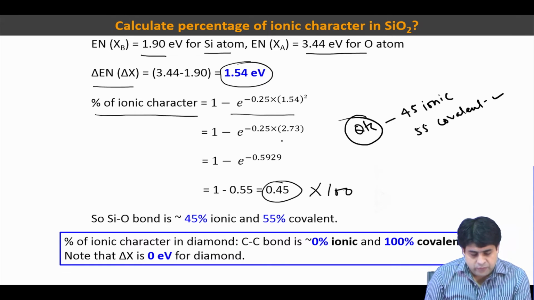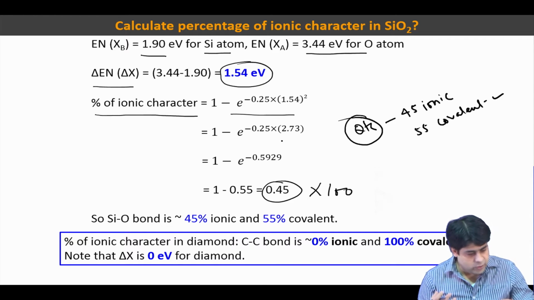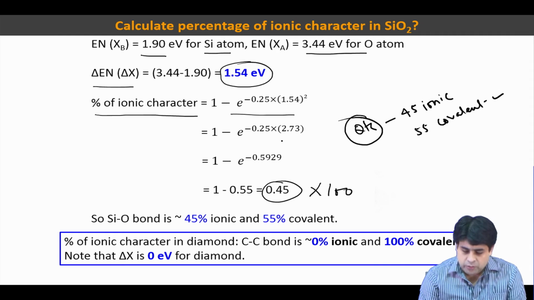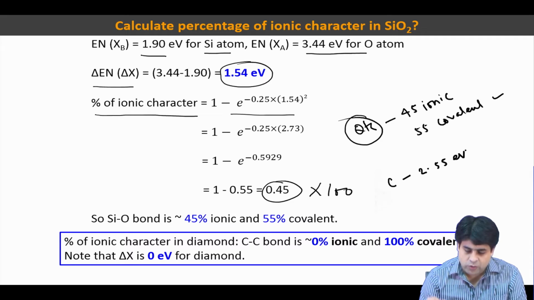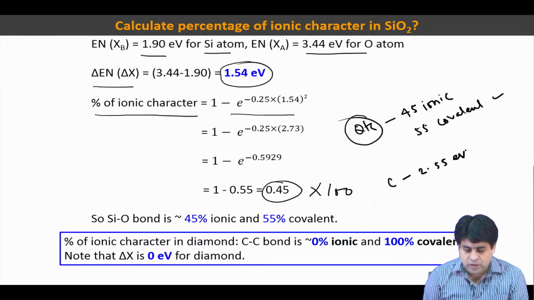Similarly, if you have the same two elements in your compound or mineral, for example a diamond, the diamond is mostly made up of carbon. Carbon has an electronegativity close to 2.55 electron volt, and even though this carbon has a high electronegativity value, diamond is made up of the same atom, so the difference will always be 0.